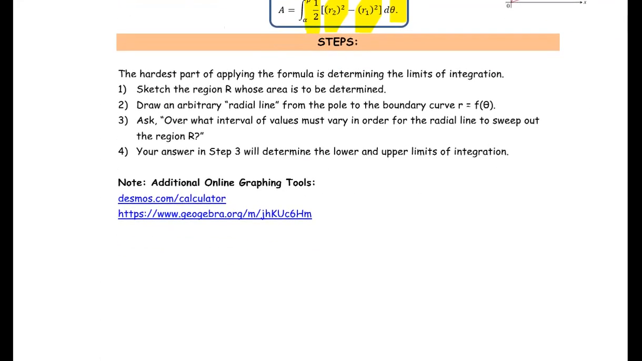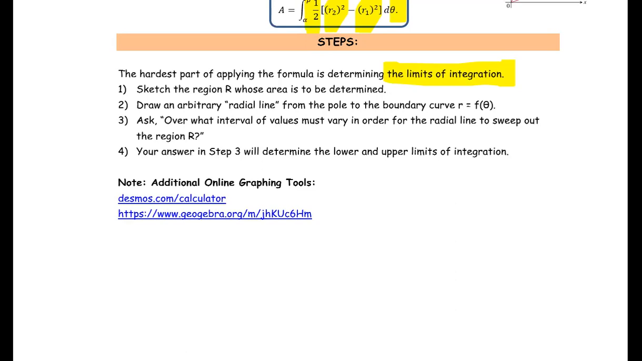In the steps to find the area of the region bounded by the polar curve, the hardest part is to determine the limits of integration. In the xy coordinate system, the limits of integration come from the intersections of the two graphs. So in general, here are the steps.